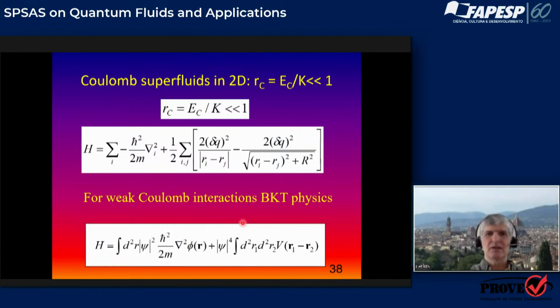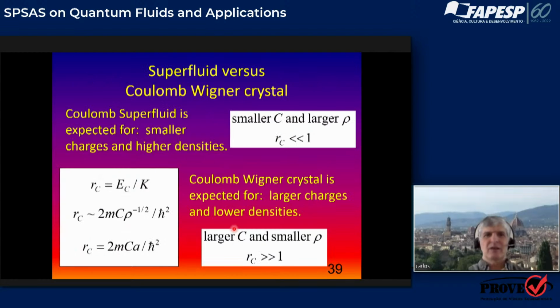So then again, in the Coulomb case, you have BKT, now in high densities, and Wigner crystals at low densities. And so summarizing, it's very different from the Coulomb case. That's all the point that I want to make.